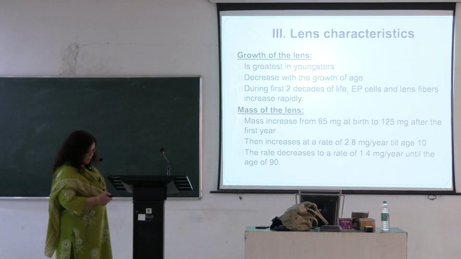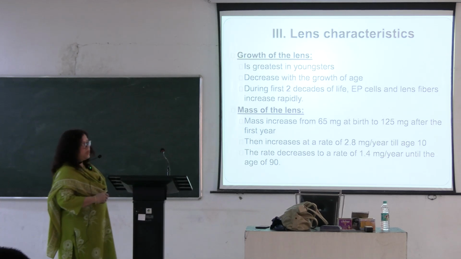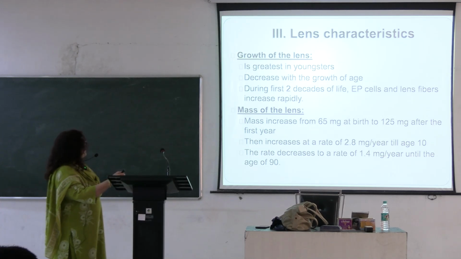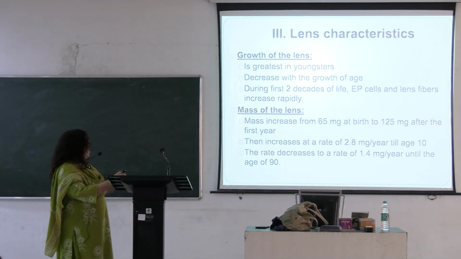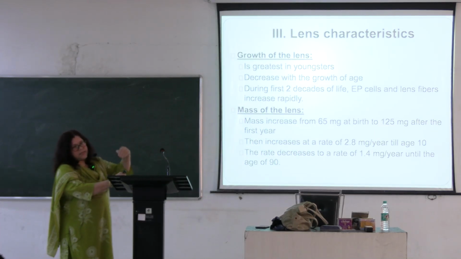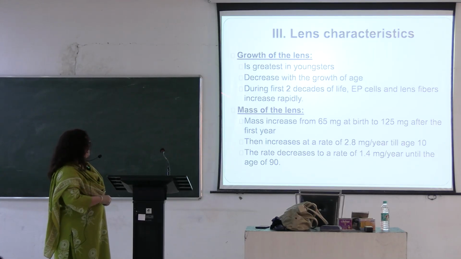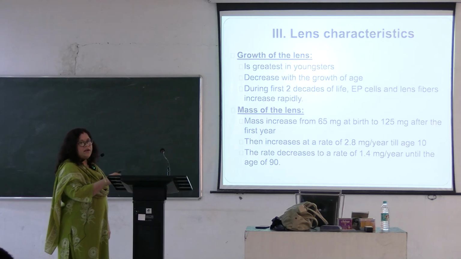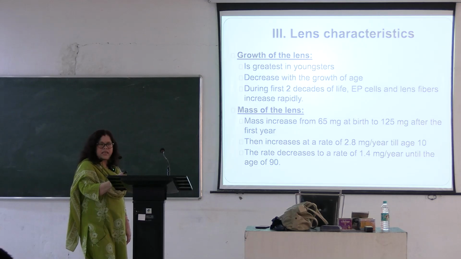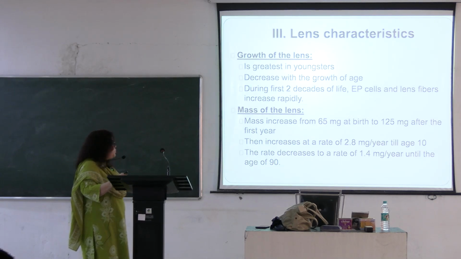Then characteristics of the lens. Growth of the lens is the greatest in young individuals, and as age increases, its growth gradually decreases. During the first 2 decades of life, epithelial cells and lens fibers increase rapidly. First 2 decades means up to 20 years of age. 1 decade means 10 years.